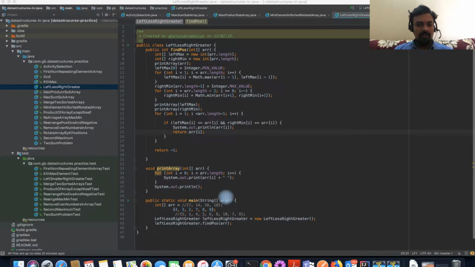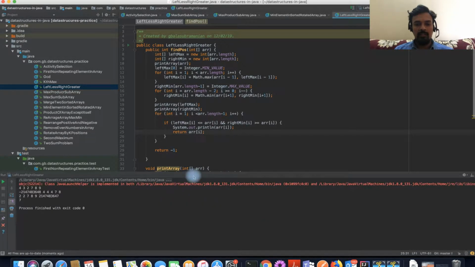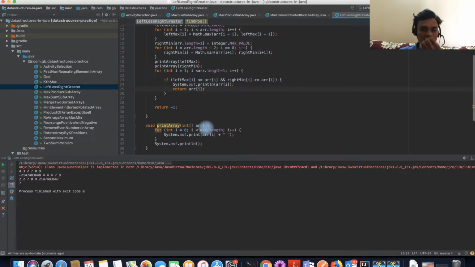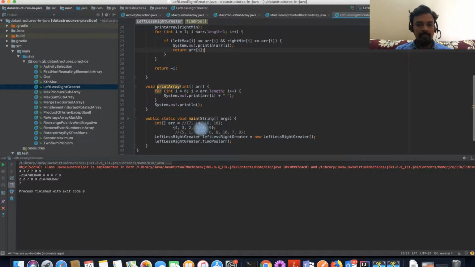I usually don't write the main method as a driver function, but in this case I have, because this requires a little explanation. Let me run this code and then explain. So we are given an array where the elements are 4, 3, 2, 7, 8, 9. The first element in the array where the elements towards its left are smaller and right are greater is 7.